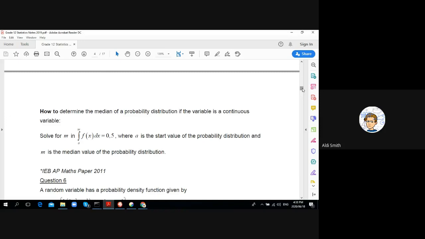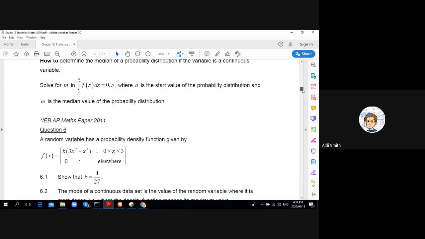So it says there, just solve for m from whatever your a value, which is the start value, to that median value, and your area underneath the curve is then equal to 0.5. Because remember, m is the median value of the probability distribution. It's the middlemost value. It's that value that divides it into a bottom half and a top half. So 50-50, 0.5, 0.5. Okay, let's look at the next example.